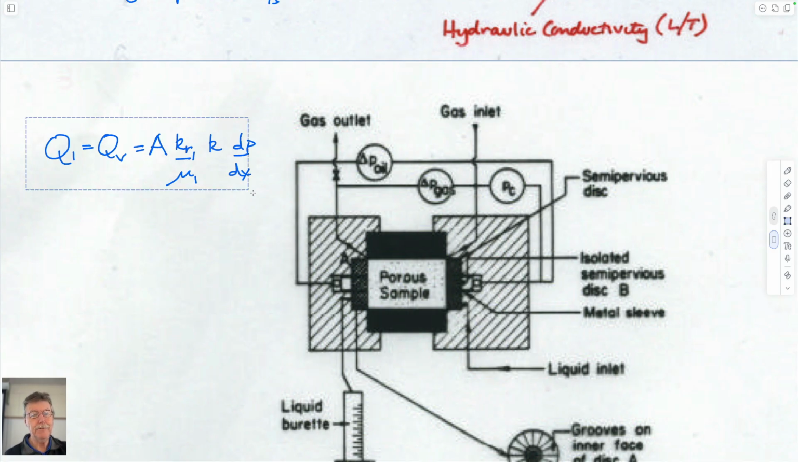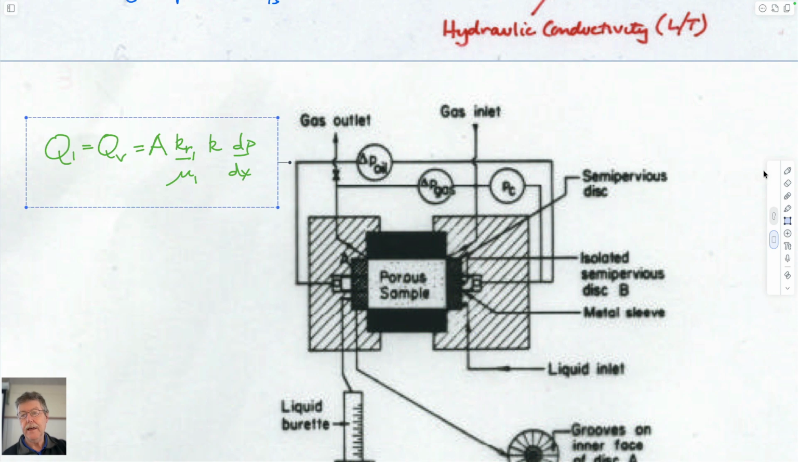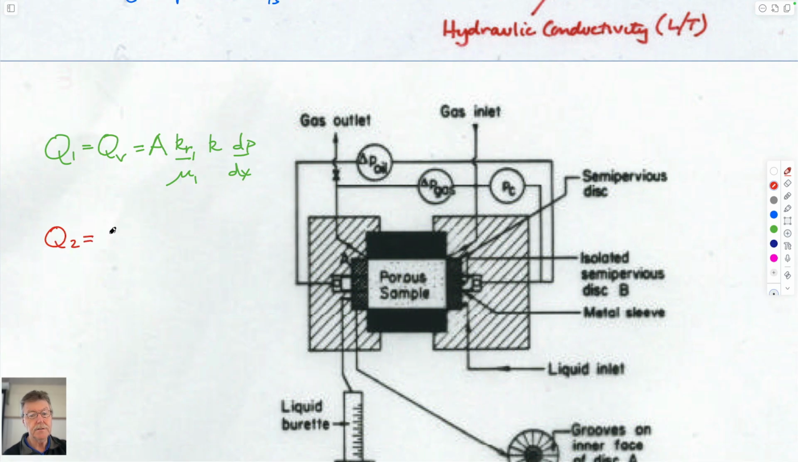And let me do this. I'm going to be very fancy. And if we go back, and for Q2, which is the liquid, water, which is also equal to cross-sectional area, the relative permeability of the water at that particular saturation, the viscosity of that fluid, the permeability, and the pressure gradient in the x direction.